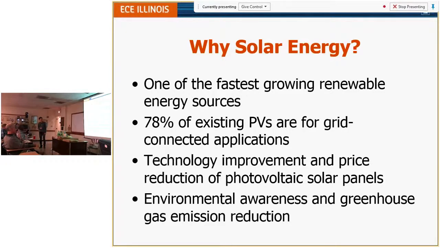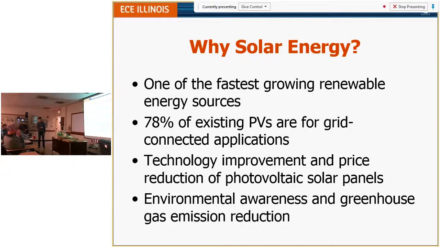And 78% of the existing PV is for grid-connected applications. If you have an excess amount of power, you can send it back to the grid and reduce your energy bill. At the end of the month, you actually get a cheaper bill. You save money. And with technology improvement and price reduction of the solar panel, the return on investment is now 5 to 7 years compared to 15 to 20 years, a couple of years ago.